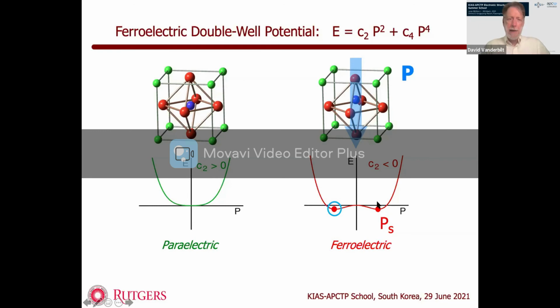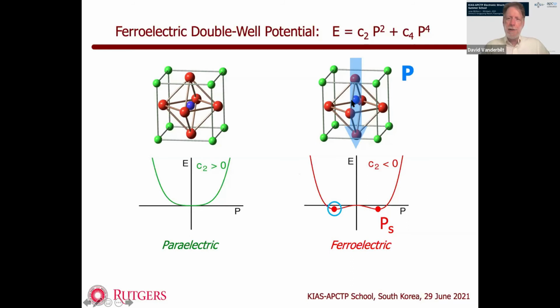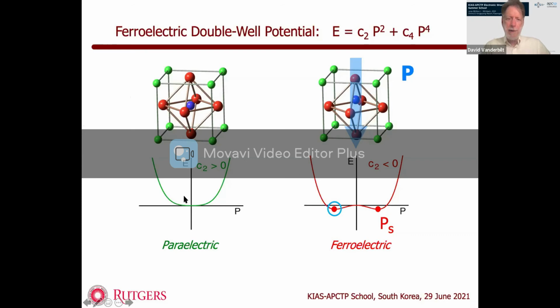In this class of materials, transition metal ions are often close to the boundary between these two behaviors. And so if they're in the paraelectric phase, it doesn't really look much like a parabola. It looks like a flat bottom parabola to some degree.